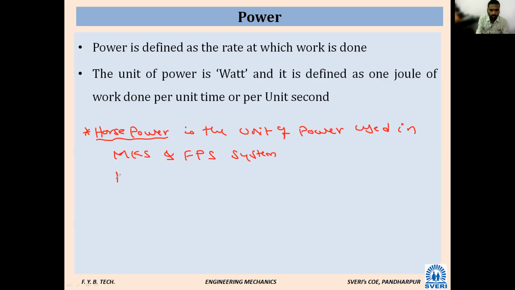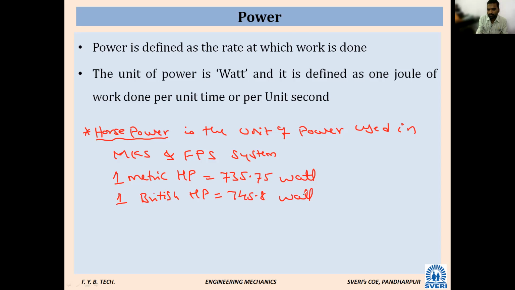Okay, one metric horsepower is equal to 735.75 watt. Right. So one British horsepower is equal to 745.8 watt. Okay, he will give 1 MHP. He will give 10 BHP. You should know British horsepower and metric horsepower. One metric horsepower is equal to 735.75 watt and 1 British horsepower is equal to 745.8 watt.